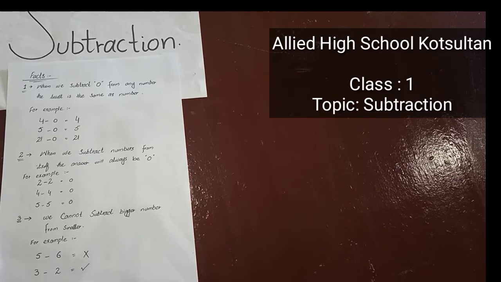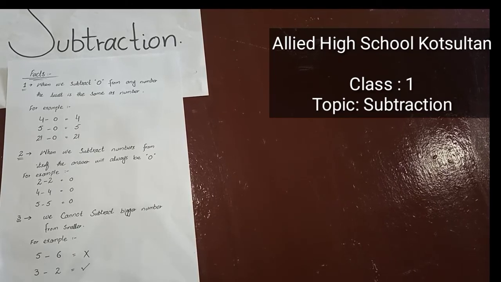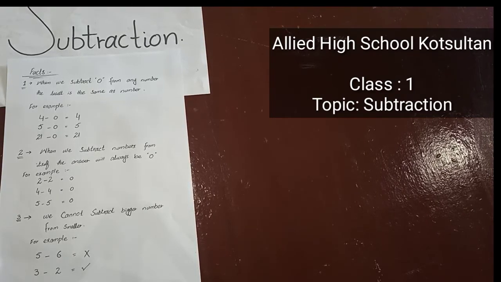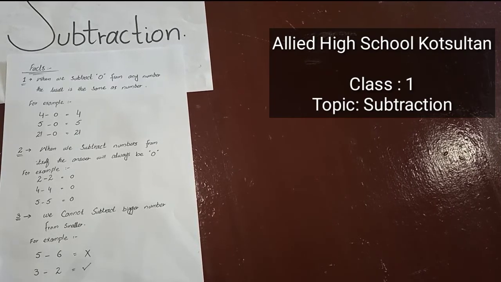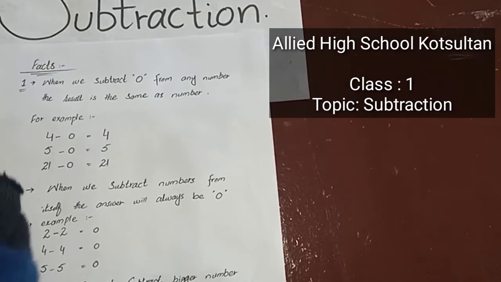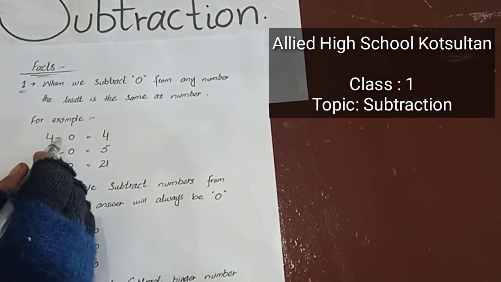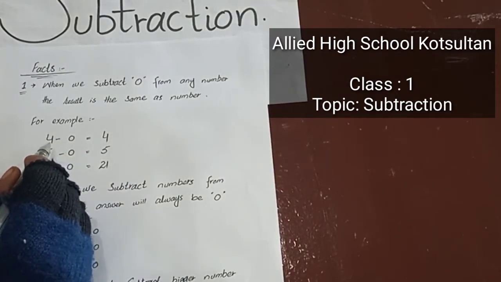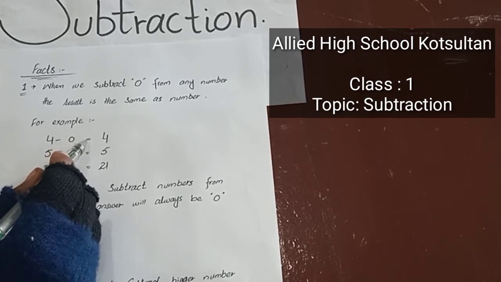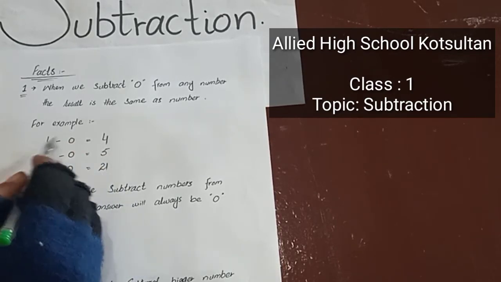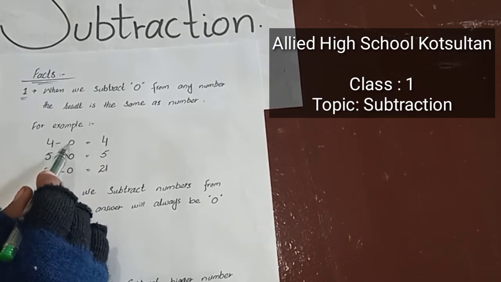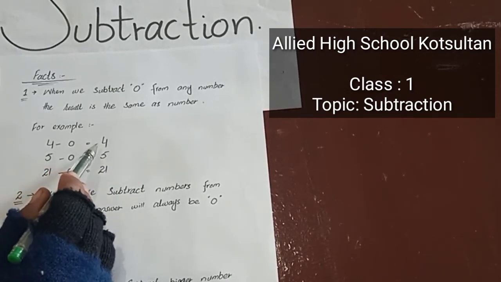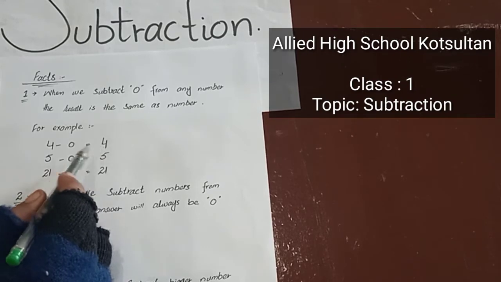The very first fact is that when we subtract 0 from any number, the result is the same as the number. Let's take an example here. If we subtract 0 from 4, the answer will be the same as the number 4. यानी कि हम 4 में से अगर माइनस करेंगे 0 को तो हमारे पास जो आंसर होगा वो 4 होगा.